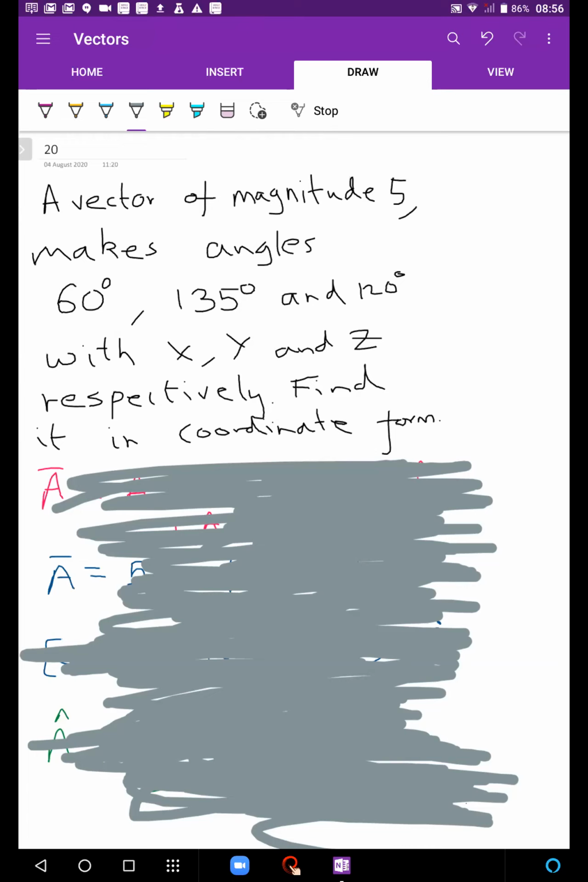So a cos alpha I cap plus a cos beta j cap plus a cos gamma k cap. Those are your vectors. I mean that gives you your vector in coordinate form. And Bhavya saying the same thing. If you remove a, then just write cos alpha I cap, cos beta j cap, cos gamma k cap. You add them up. That gives you a unit vector in coordinate form.